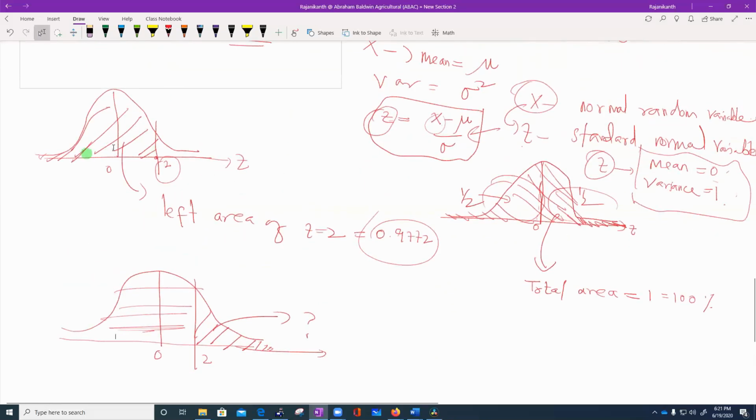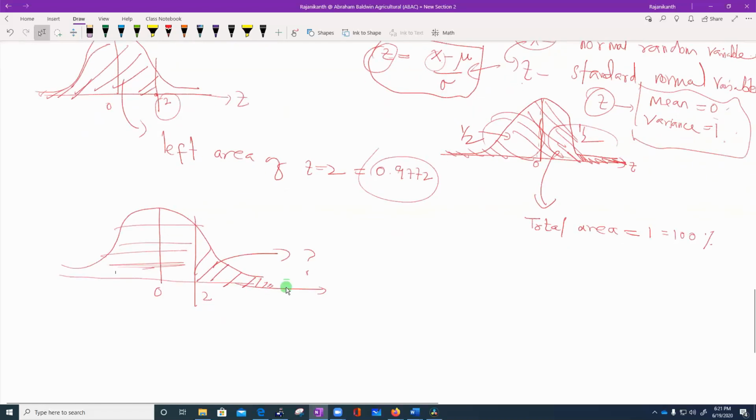You see the curve here. Anything left of 2 is 0.9772. But the total area is 100%, which is 1. So if you subtract this value from 1, you will get the leftover area, the right side area. Am I right? So this area is 1 minus your left side area. That is how much? 0.0228, yes.